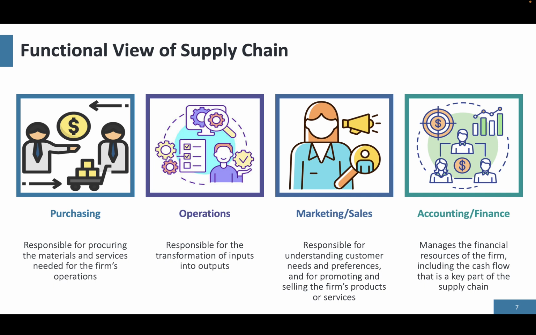Now, operations is your next function here, and this involves transforming inputs into outputs. So think raw materials into a final product. If we look at the Boeing example, that's the assembly of airplane seats into an airplane. The next function is marketing and sales.